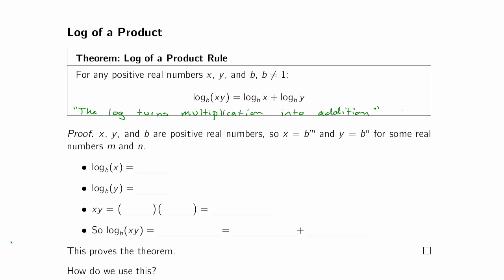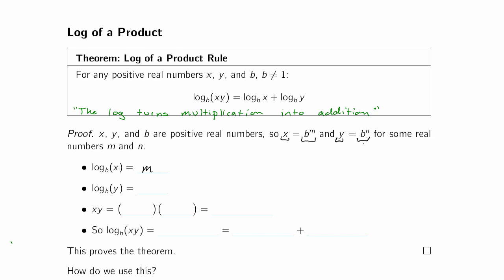Now, this is really weird, right? This is very different from anything that we've met before, like the distributive property, where we started with addition and we ended up with addition, or multiplying powers of the same thing, where we can distribute an exponent across a product. This is very different, and to see why, we're going to make that notational move that I mentioned earlier. We're going to write x as the base to some power, so the log of x is m.